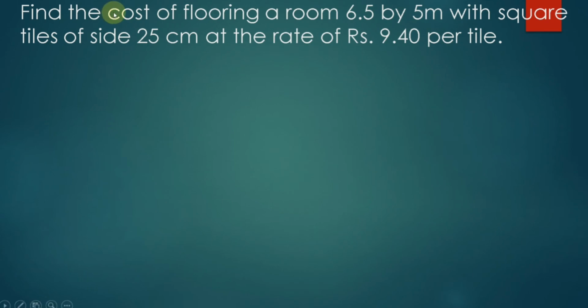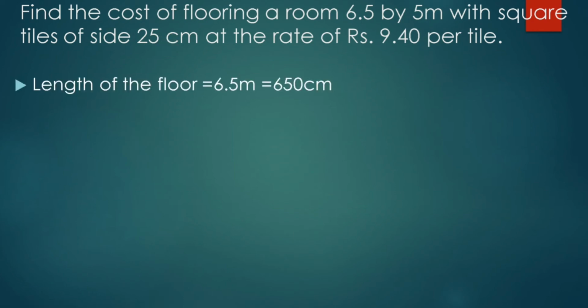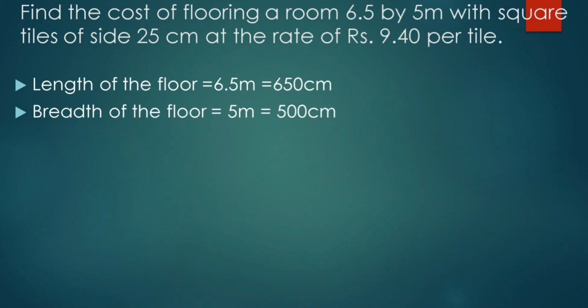We have the question here: find the cost of flooring a room 6.5 by 5 meter with a square tile of side 25 centimeter at the rate of 9.40 per tile. Now here first thing, this is given in meter. I need to convert it into centimeter because the square tile is also given in centimeter. So we need the same unit. So first thing, length of the floor is given 6.5 meter. Converting in centimeter, you know that we need to multiply with 100 and you will get 650 centimeter. Now here the breadth is given your 5 meter. 5 meter can be written as 500 centimeter.